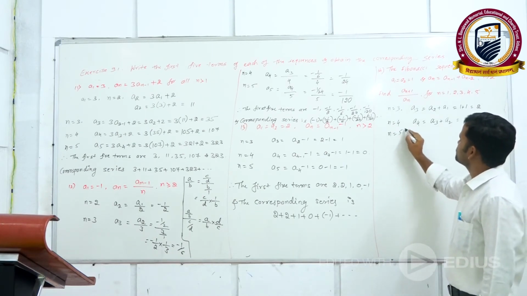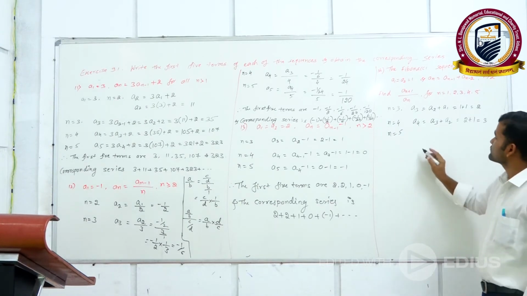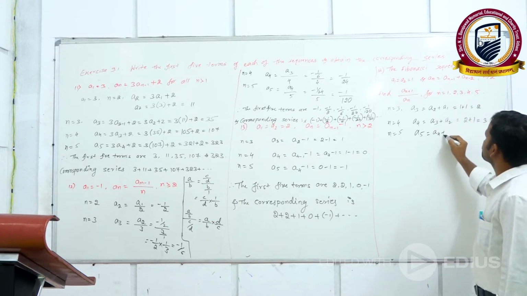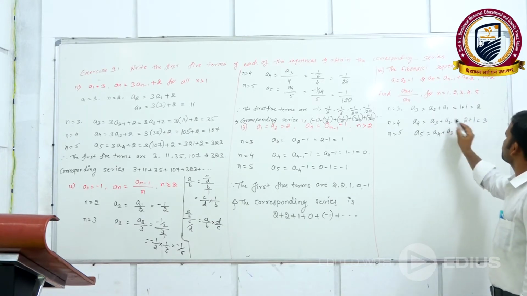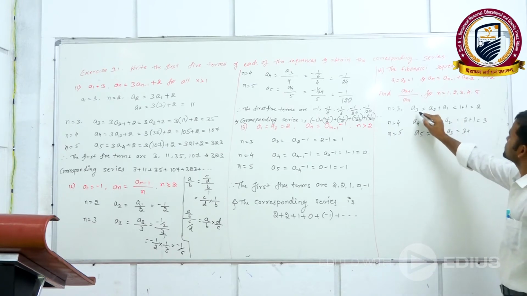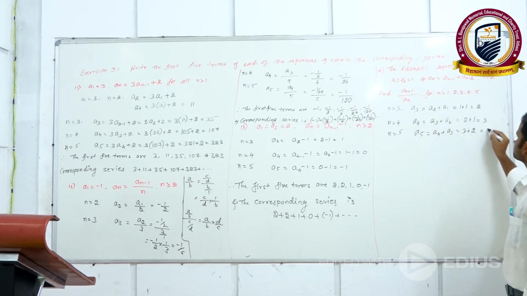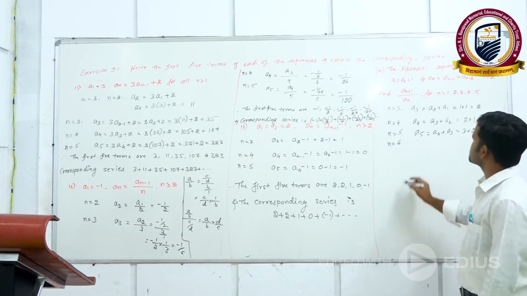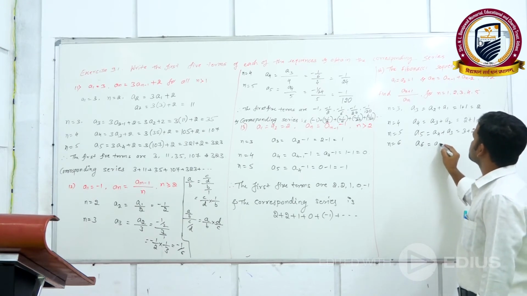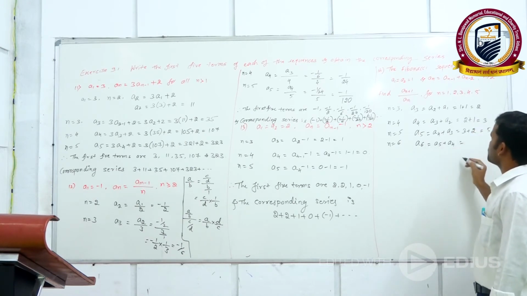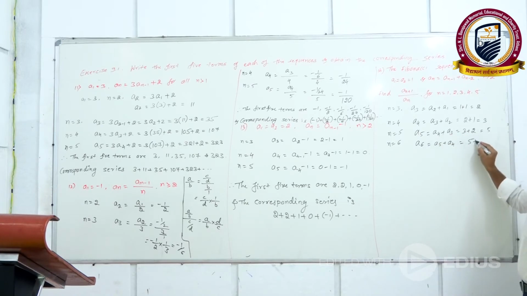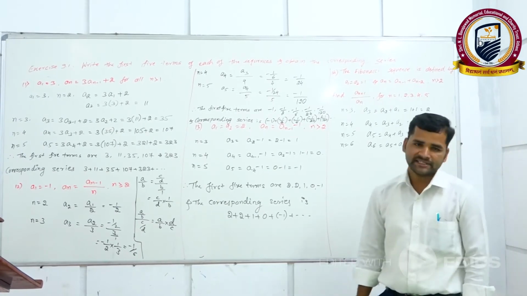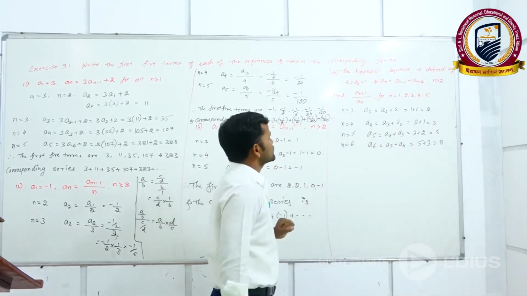n is equal to 5 we will calculate, means the fifth term. a5 is equal to a subscript 5 minus 1, means a4 plus a3. a4 value is 3 and a3 value is 2. 3 plus 2 is 5. Now to get the sixth term, n is equal to 6 you substitute. a6 is equal to a5 plus a4. How much is a5? This is 5. a4 is 3. So we have the sixth term as 8. Fine. All those we have calculated.